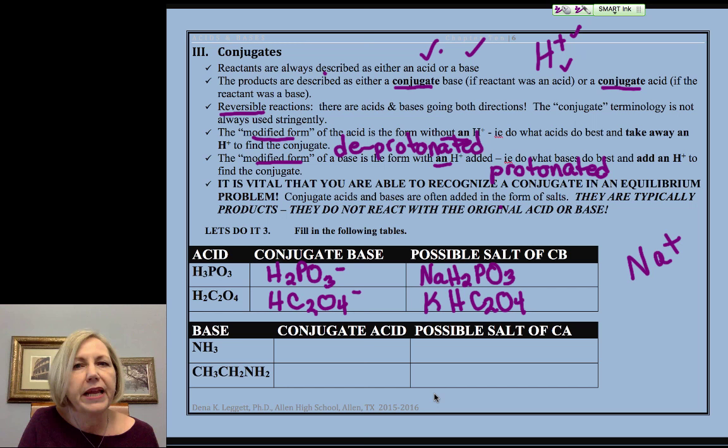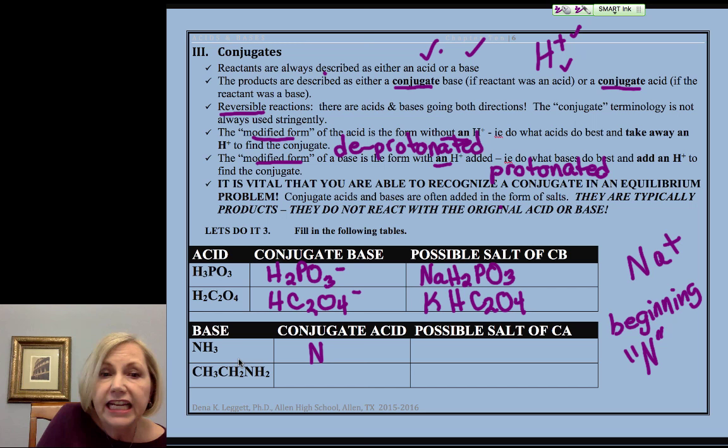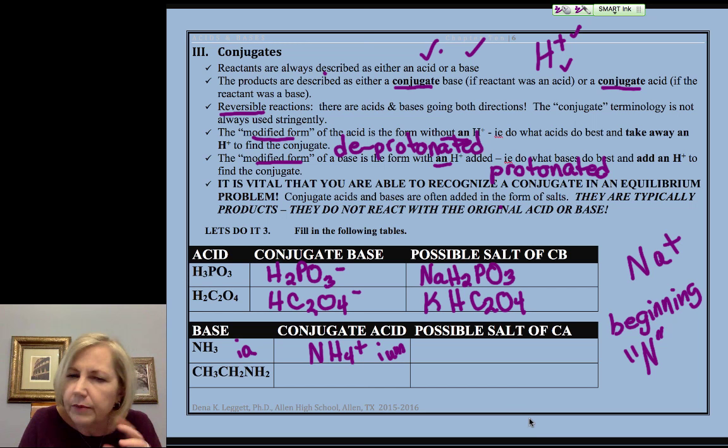Bases, what do bases do best? Bases gain an H and a plus. You want to put the H either at the beginning or on the nitrogen end. Organic bases center on nitrogen. So in the ammonia, this ends in IA, we would add an H and a plus to get ammonium. Those are commonly switched there.